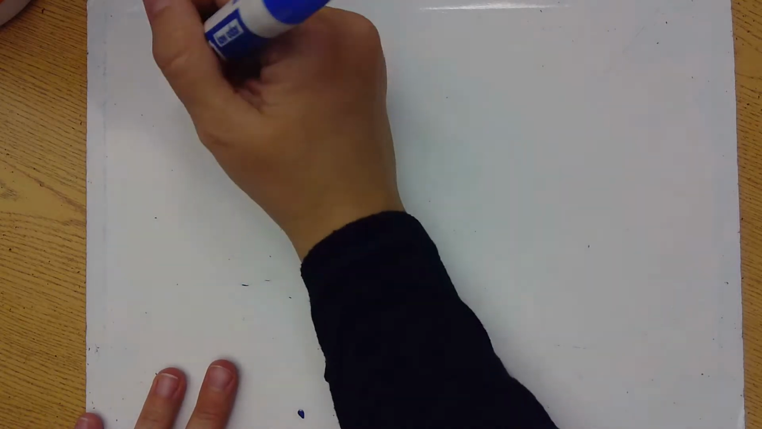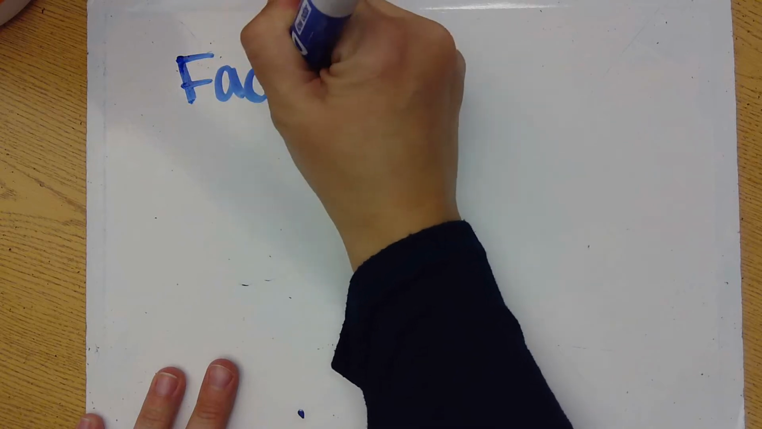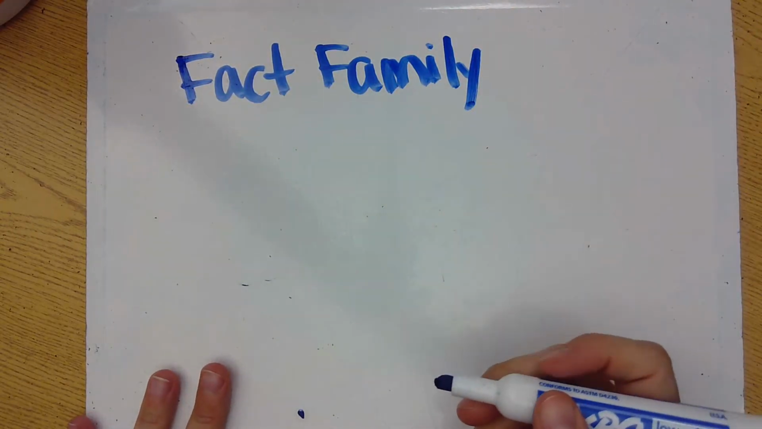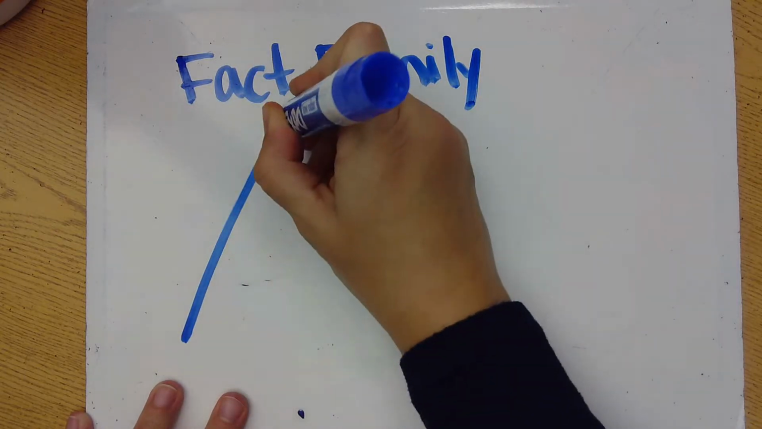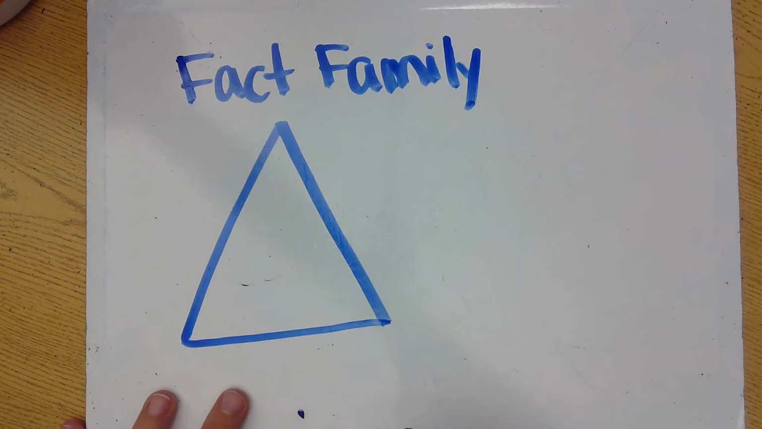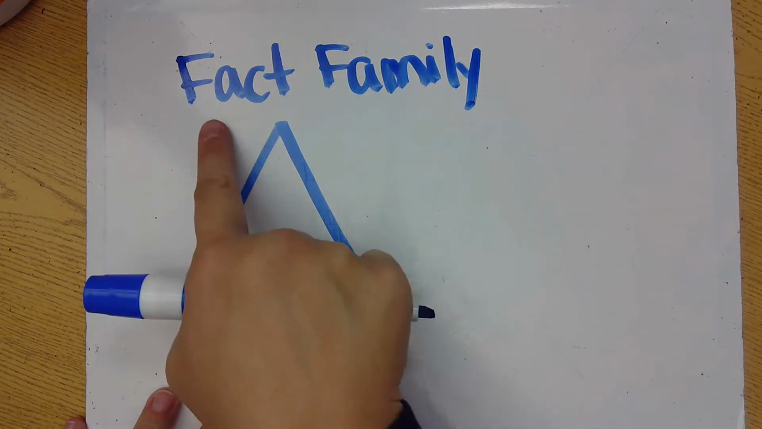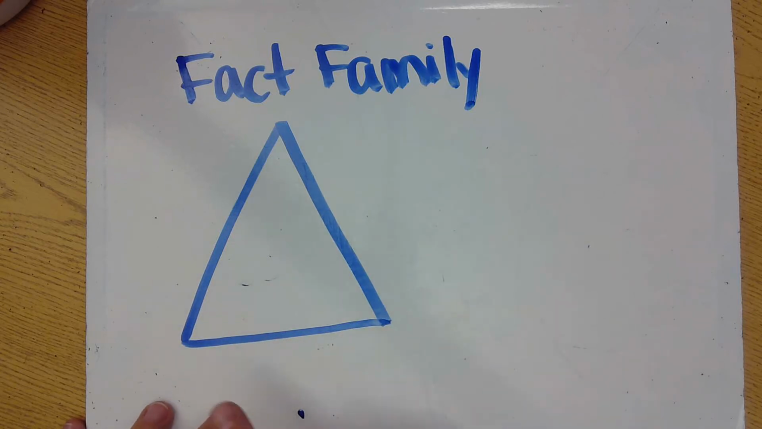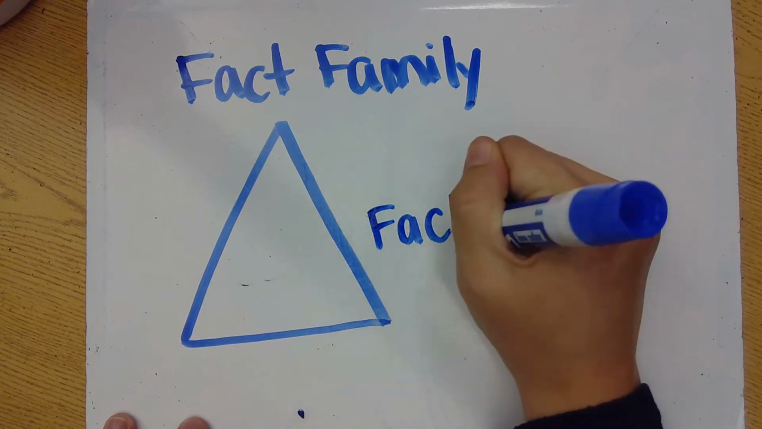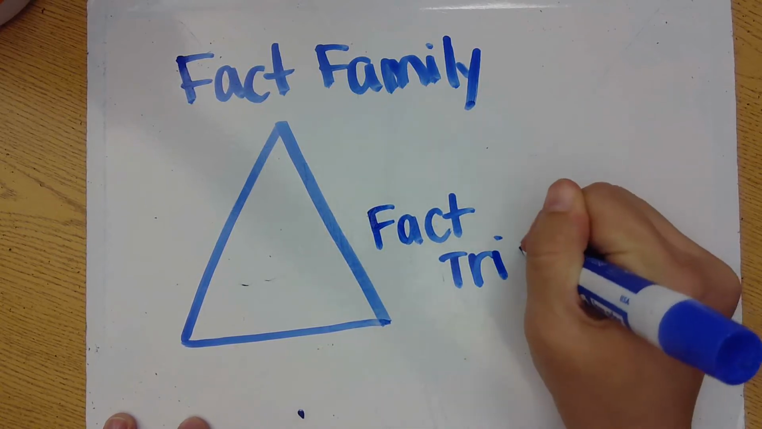Today, I would like to teach you about another way to look at a fact family. We are going to look at a fact family not as a domino, but we're going to look at a fact family as a triangle. So if this is a fact family in a triangle, what do you think we call that? Well, we call that a fact triangle.